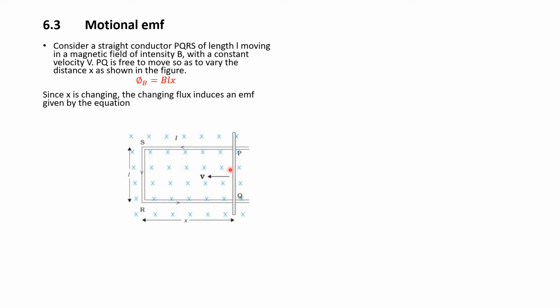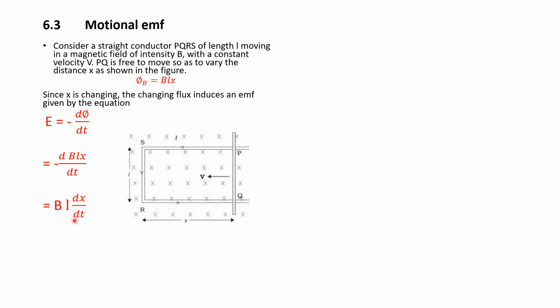Since x is changing, the changing flux induces an EMF given by the equation E is equal to minus d phi by dt. But phi B is given by the relationship phi B is equal to B into L into x, where B is the magnetic field intensity, L is the length and x is the variable distance. Therefore, E is equal to minus d of BLx by dt, that becomes BL dx by dt.